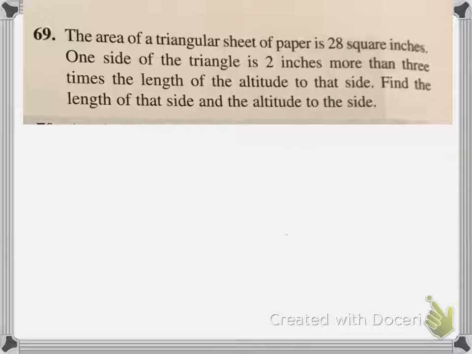The area of a triangular sheet of paper is 28 square inches. One side of the triangle is 2 inches more than 3 times the length of the altitude to that side. Find the length of that side and the altitude to that side.